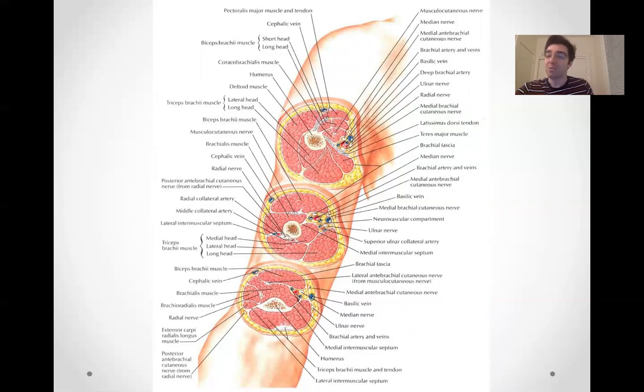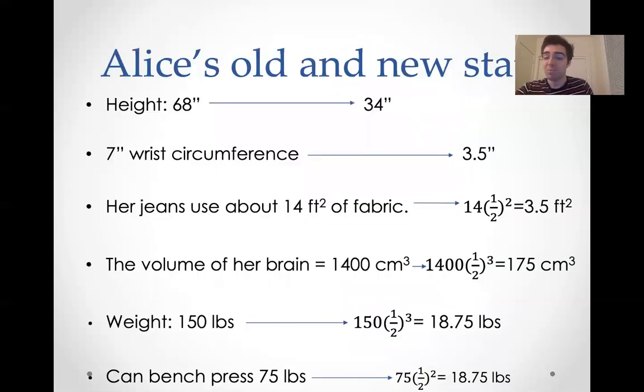So we're actually just looking at a two-dimensional cross-section of her arm. Her strength, weirdly enough, is measured in a two-dimensional manner. Which means that if we're trying to get her new bench press ability, we want to take the original amount she could bench press and multiply it by 1/2 squared, because we just saw that her strength is a function of the cross-section of her arm, and that's a two-dimensional measurement. So she could only bench press 18.75 pounds.